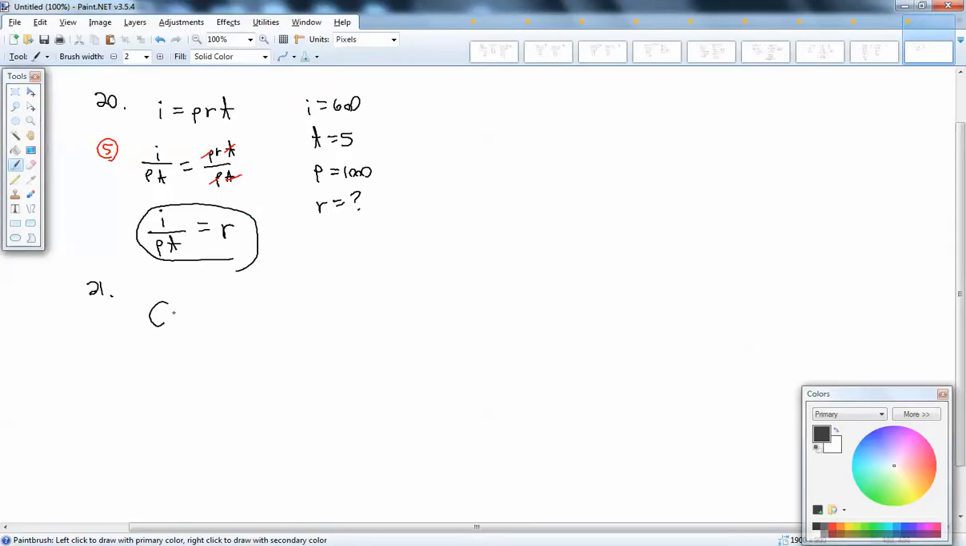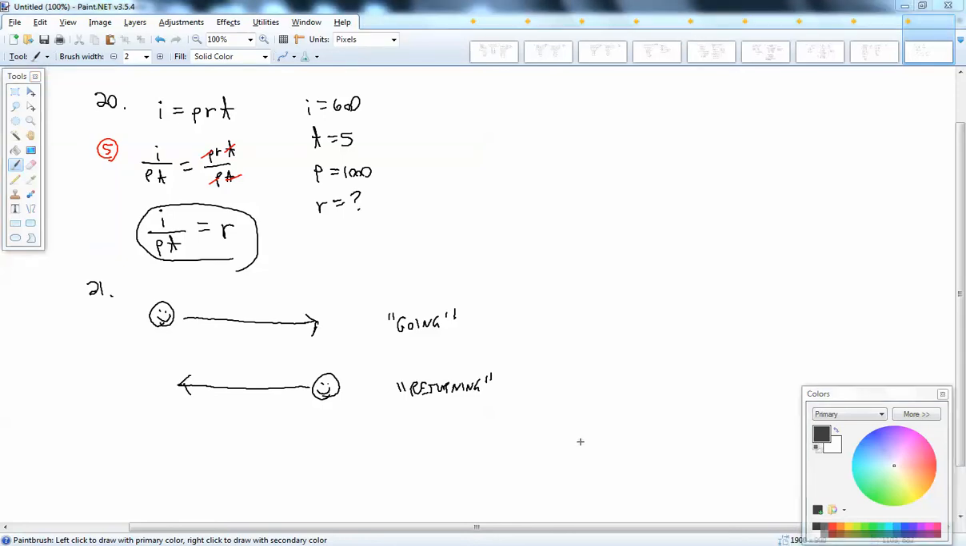Okay. Here's Gustavo going. And here's Gustavo returning. First thing is, as I wrote this down, if you're going or you're returning, the distance is the same. Now, first thing I notice again is that whether you're going or returning, distance is the same. So that's something to keep in mind.